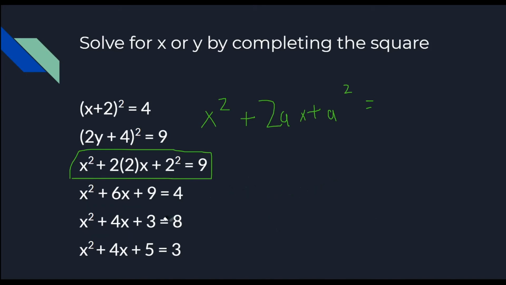Okay, so last question that we're going to do before we move on to our fun little game. How do we do this question? X squared plus 4x plus 5 equals 3. Remember, we want to get it into the form x squared plus 2ax plus a squared on one side. And in this case, 2a is equal to 4. That should give you guys a hint.